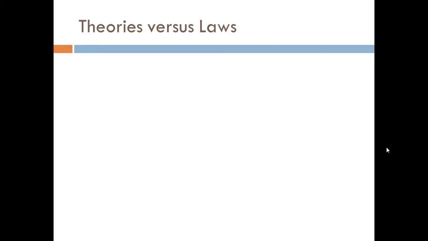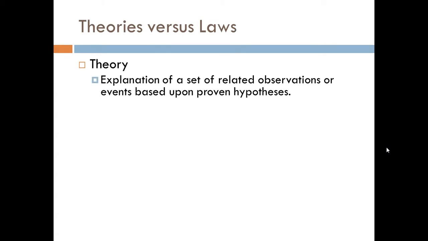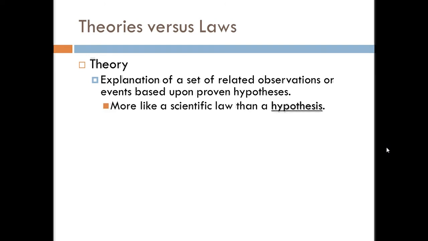Just a quick note on theories versus laws, because we're going to start talking about the laws of thermodynamics. So let's review what a theory is. A theory is an explanation of a set of related observations or events based upon proven hypotheses. A hypothesis, remember, goes with a particular experiment. Theories are more like laws than they are hypotheses. A theory is much more complex than one hypothesis.